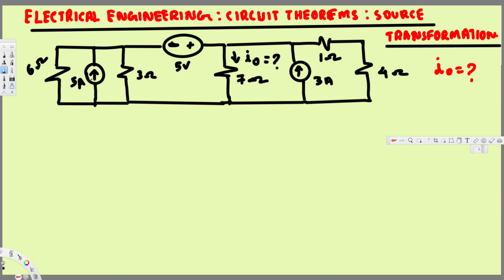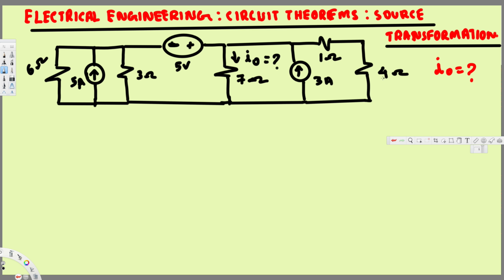When we have current source and resistance in parallel, we can change this into voltage source and resistance in series. And also when we have voltage source and resistance in series, we can change this into current source and resistance in parallel. We can keep doing that until we get a simple circuit. In that way we can easily solve problems like this, right? And that's what we are going to do right here.